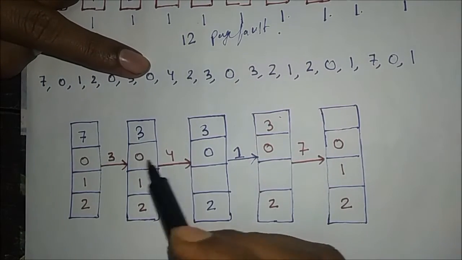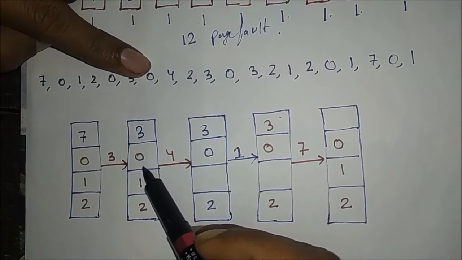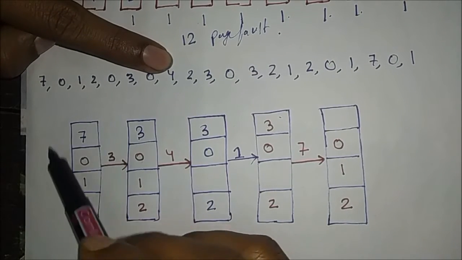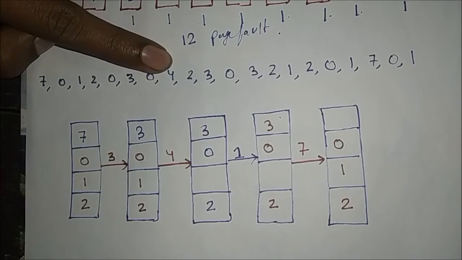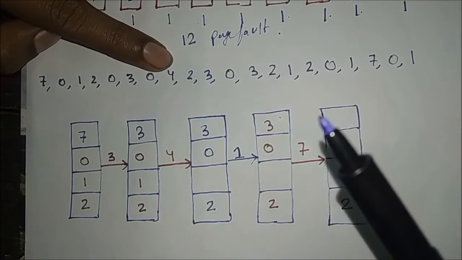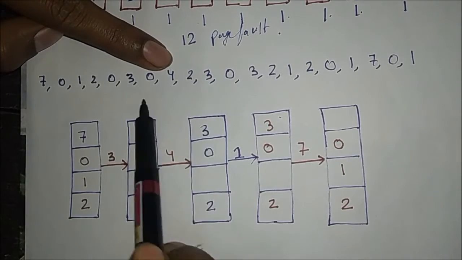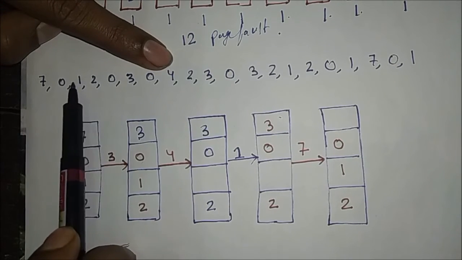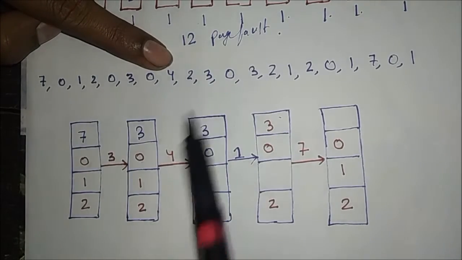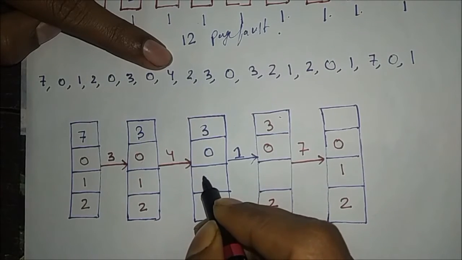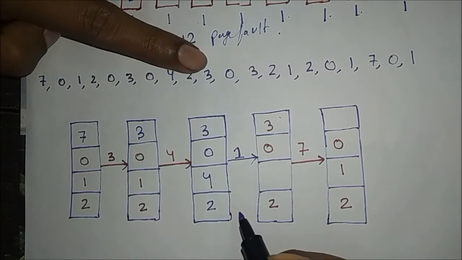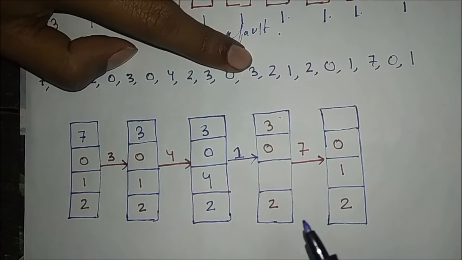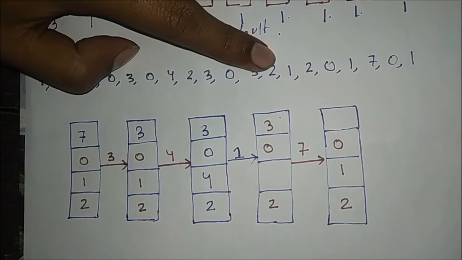The next page coming is 0, which is already there. Now the next page coming is 4. I am considering 4 frames here. Which page should be replaced? 1 should be replaced, because 0, 3 and 2 are recently used, and 1 is not recently used, so 1 should be replaced with 4. Then 2 and 3 are already there, 0 is also there in main memory, then 3 is also there, then 2 is also there.